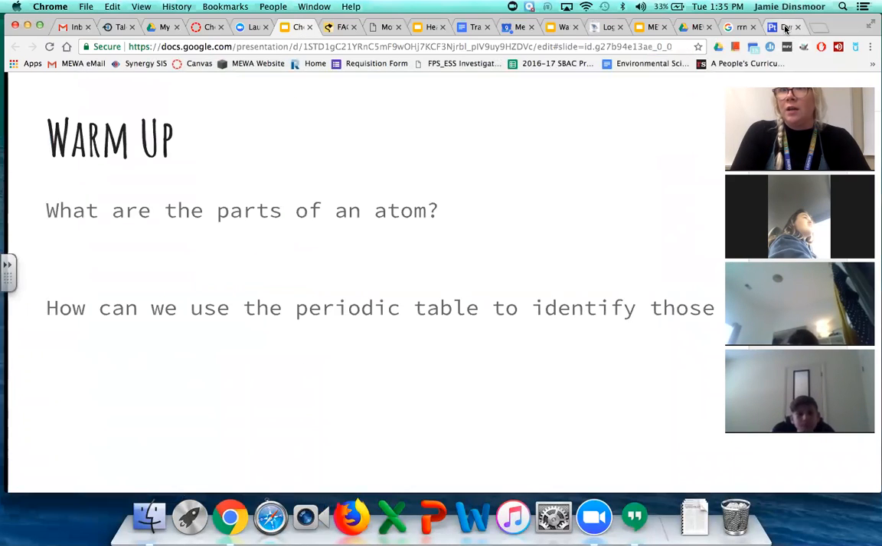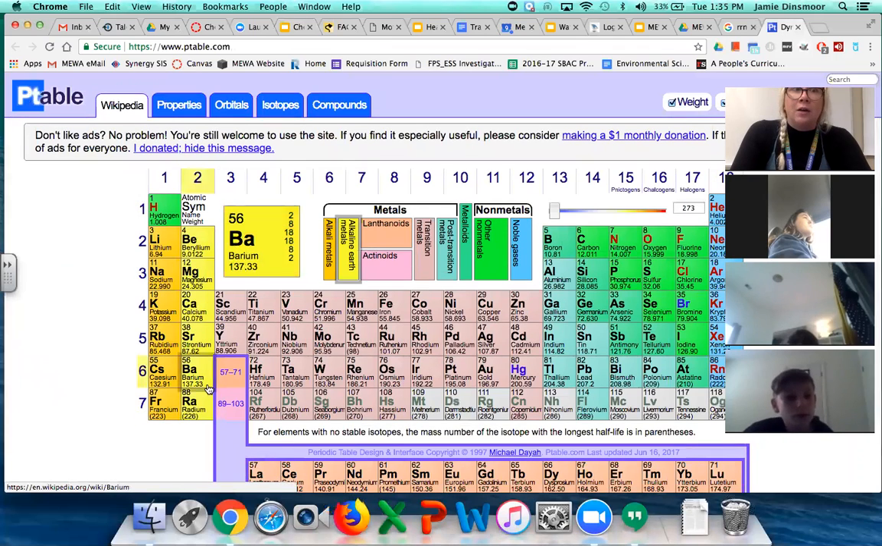So in case we're not sure how that works, we're going to review that just really quickly here. So let's say that we look at the element rubidium.